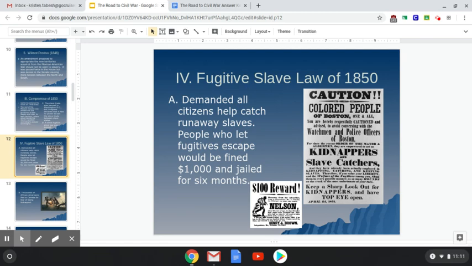It demanded all citizens help catch runaway slaves. People who let fugitives escape would be fined $1,000 and jailed for 6 months. So this was their solution to making sure that if slaves in slave states escaped, people in the free states would return them to their so-called owners or masters. So this was their way of saying even if a slave moves to the location of a free state, that they would be fined and jailed. So this was trying to prohibit that kind of action.